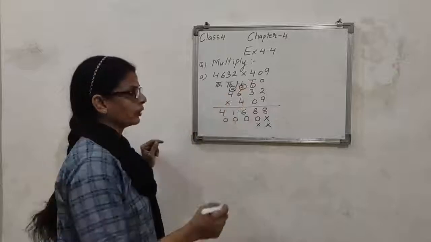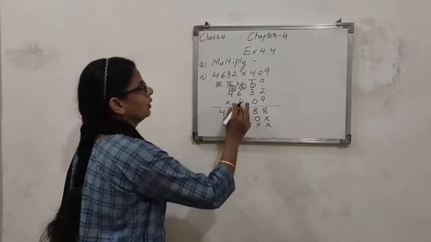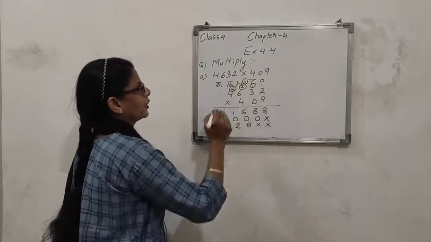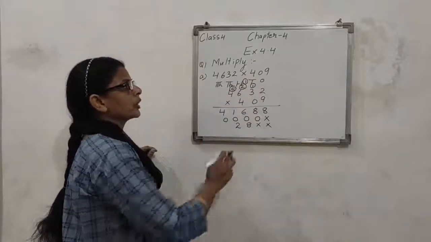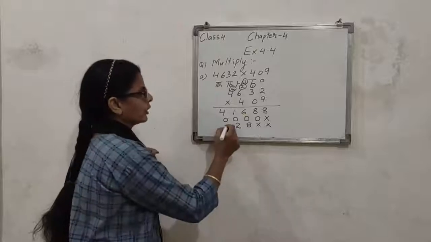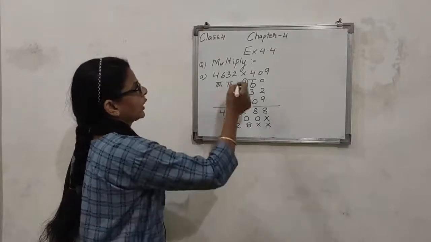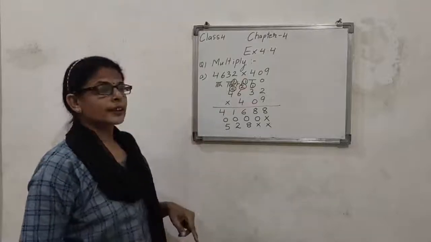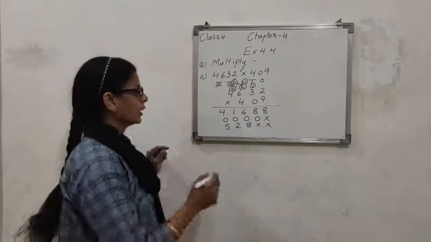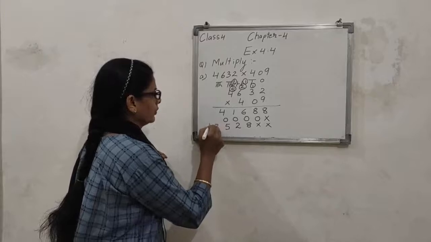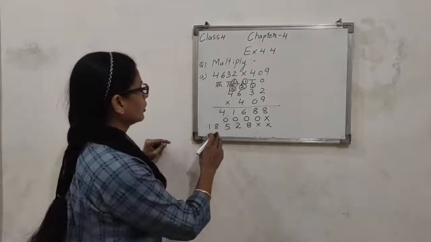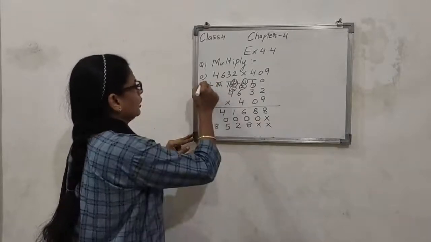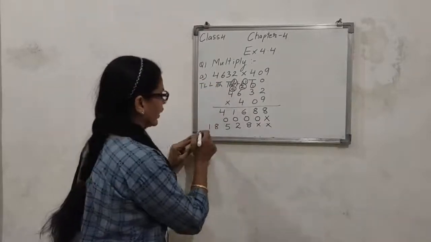4 2s are 8. 8 will be written down. 4 3s are 12. 2 and 1 will be carried on the hundred place. 4 6s are 24. 24 plus 1, 25. 2 will be carried on the thousand place. 4 4s are 16. 16 plus 2, 18. So 8 will be written on lakh and 1 will be written on 10 lakh. Now add them.